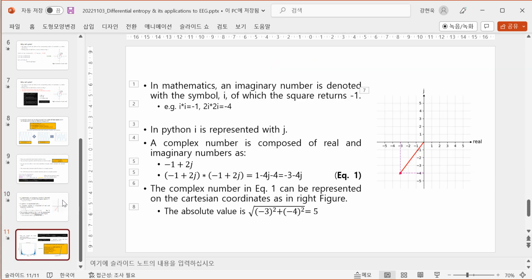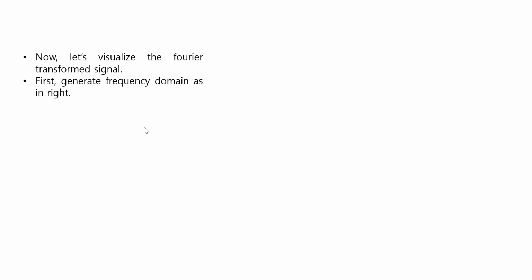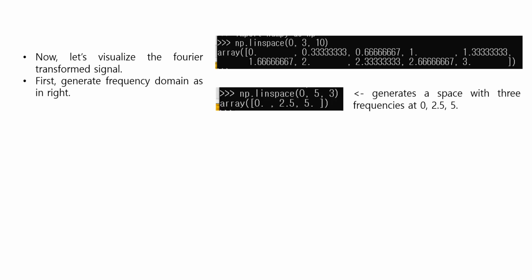So moving on. Now let's visualize the Fourier transform signal first. You have to generate the frequency domain as on the right. This first one, linspace 0, 3, 10, generates 10 frequencies with maximum frequency 3. And this one generates a space with 3 frequencies at 2.5 and 5.